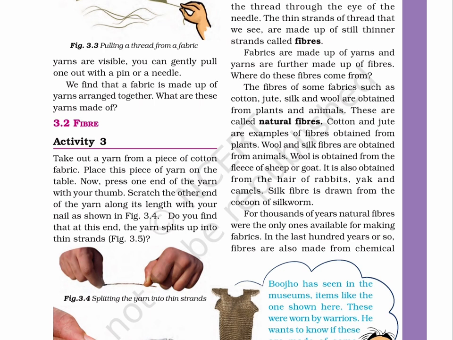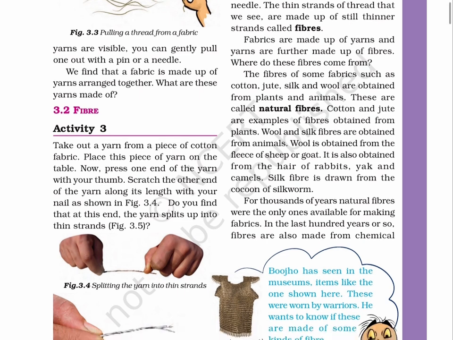The fibers of some fabrics such as cotton, jute, silk and wool are obtained from plants and animals. These are called natural fibers. Cotton and jute are examples of fibers obtained from plants. Wool and silk fibers are obtained from animals. Wool is obtained from the fleece of sheep or goat. It is also obtained from the hair of rabbits, yak and camels. Silk fiber is drawn from the cocoon of silkworm.